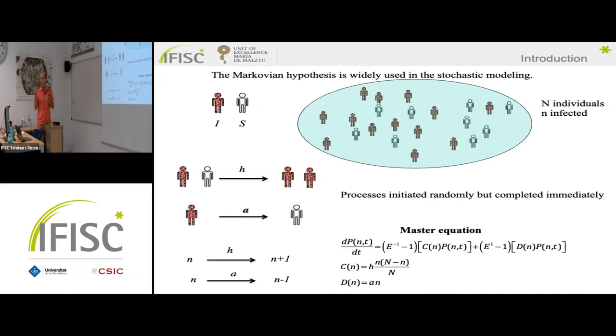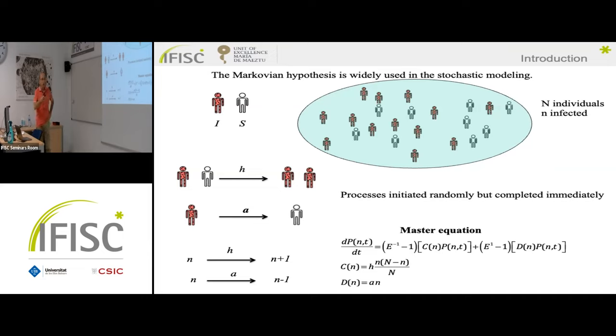I'm going to talk about this Markovian hypothesis. What is this Markovian? Markovian means something like lack of memory. We have this idea that Markovian means there is no memory. Let me try to be a bit more precise about what we mean by non-Markovianity and why it's so important for a process to be Markovian or not.